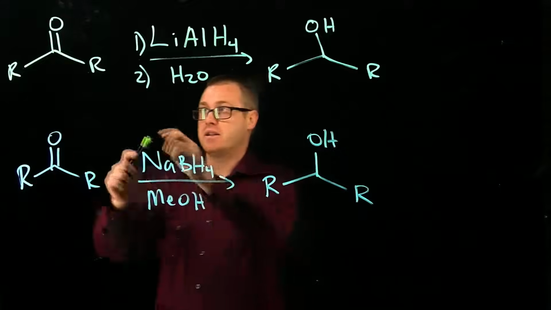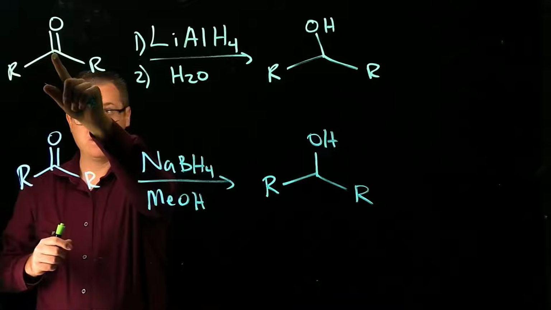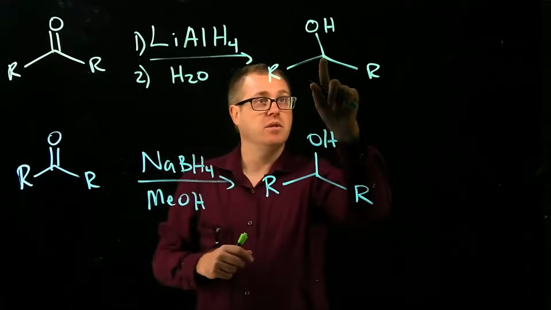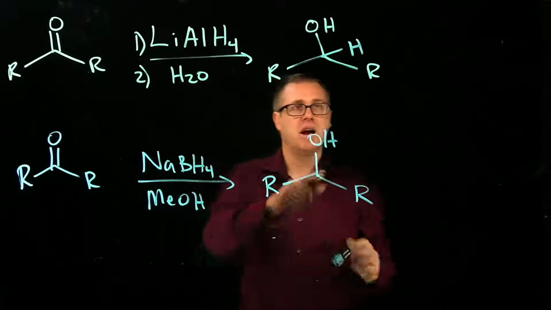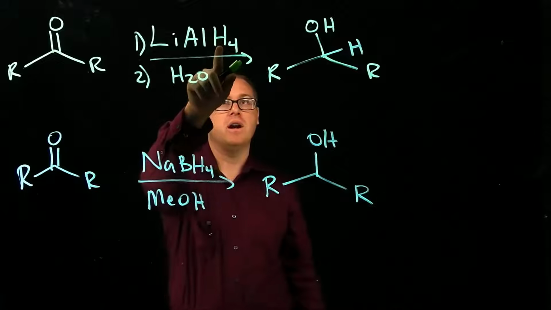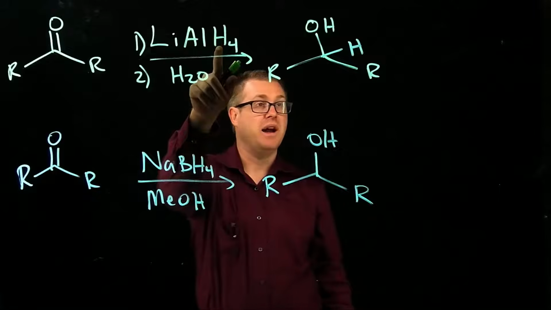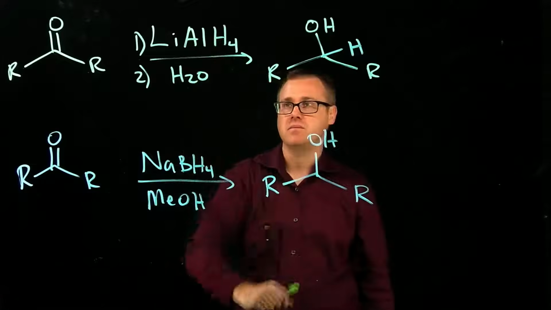What's happening here is you see this carbon right here? There's 0 hydrogens. Then there's a hydrogen right here. Well, where did that hydrogen come from? That hydrogen came from one of the hydrogens on the lithium aluminum hydride. And I'm going to show you mechanistically how that happens.